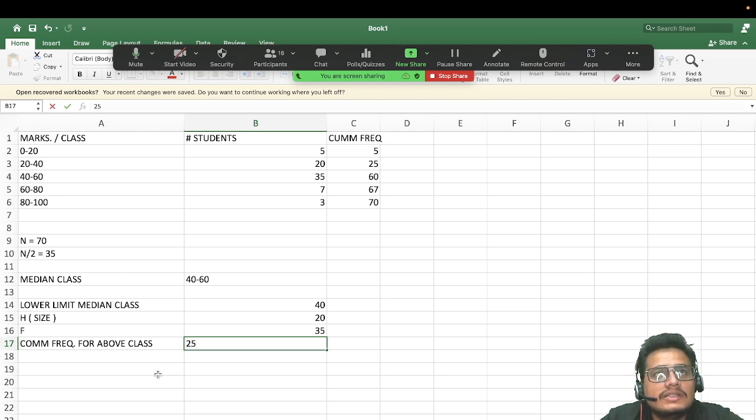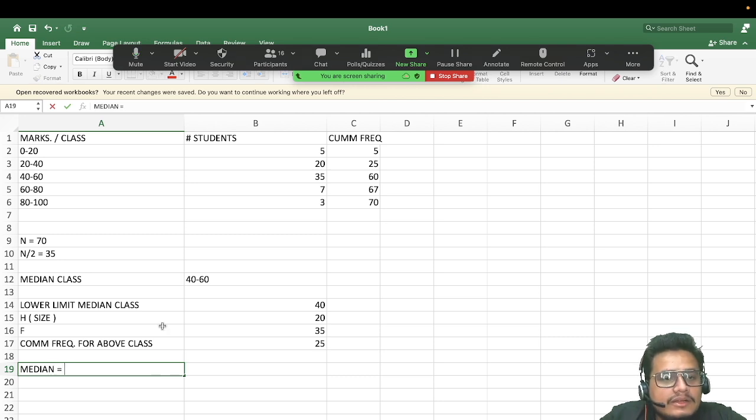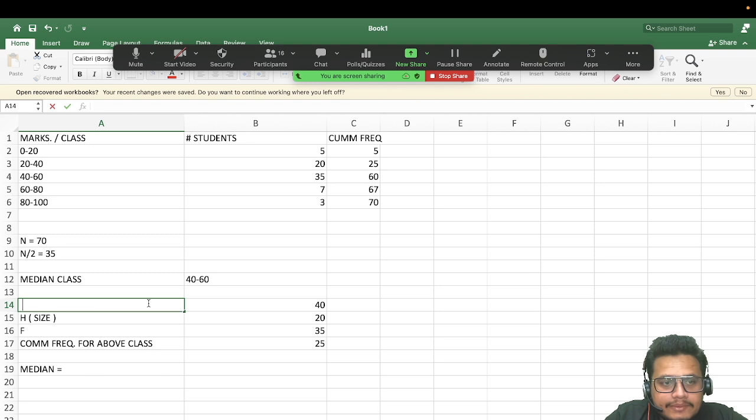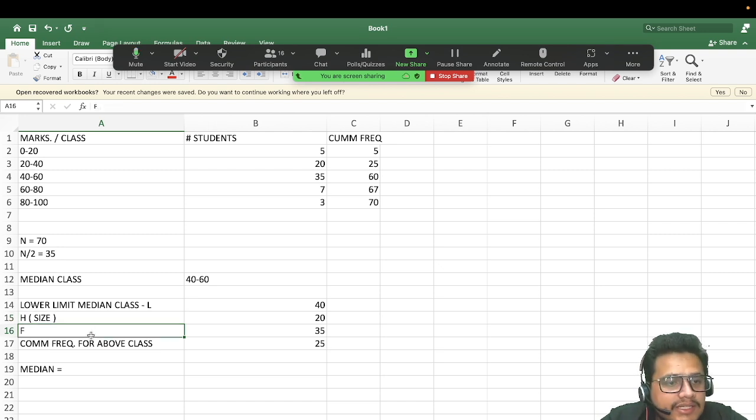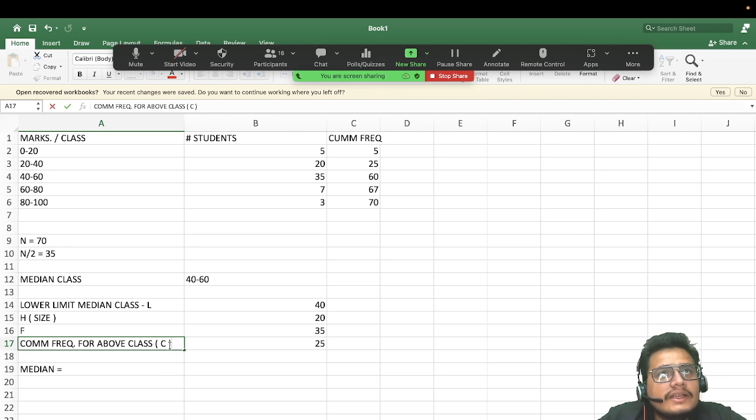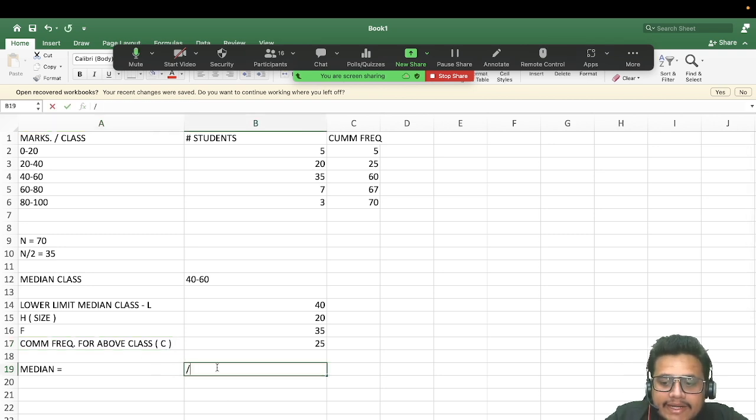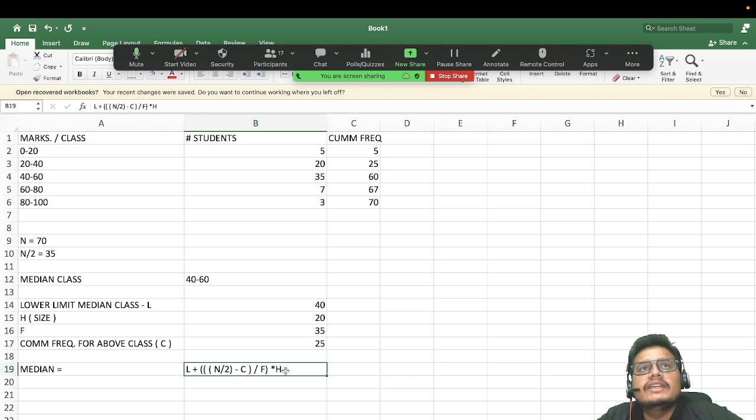Now we have formula, okay, to find the median. So this is our L, ठीक है, this is our h, and this is our f, and this is our c. Okay, so based on this we have formula is L plus n by 2 minus c whole divided by f, whole into h. So when we'll do this, okay, so we will get the median of this class.